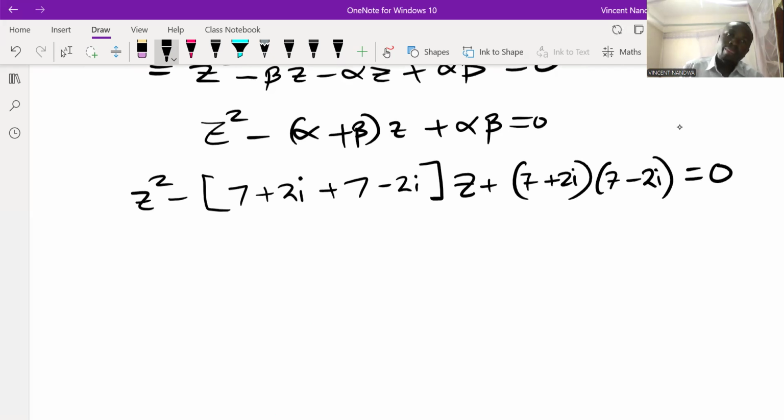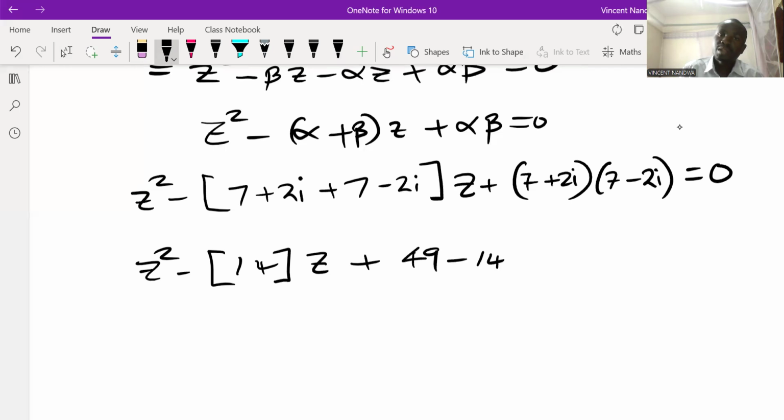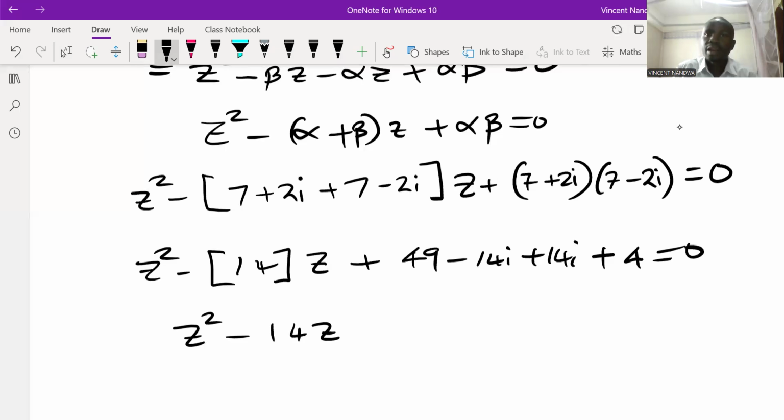So this will give us z squared minus (7 plus 7, the 2i terms give us 0, so this will be 14) z plus 7 times 7 is 49. 7 times minus 2i is minus 14i. 2i times 7 is plus 14i. Plus times minus is minus, but i times i is i squared, whose value is minus 1, to give us plus 4, equals 0. So we'll have z squared minus 14z. Now minus 14i plus 14i cancels out. 49 plus 4 is 53. And this will be our quadratic equation.